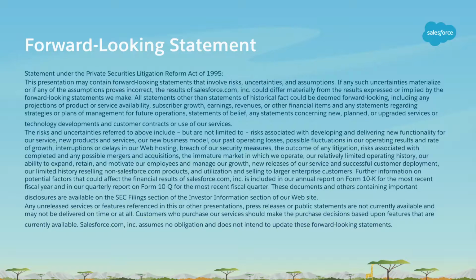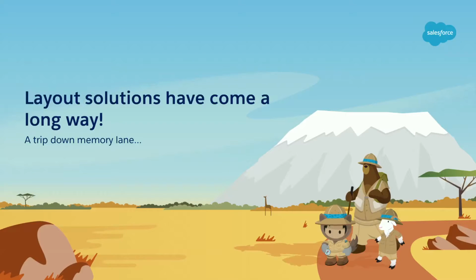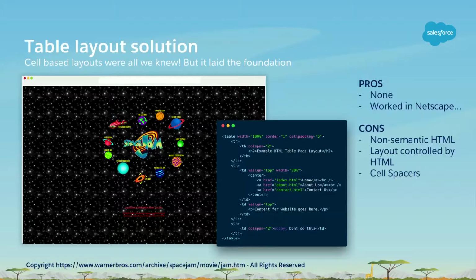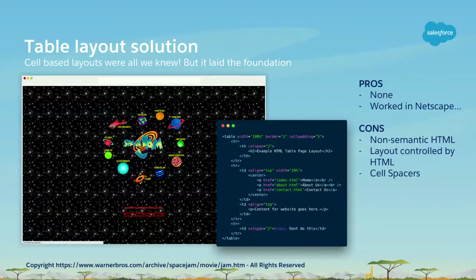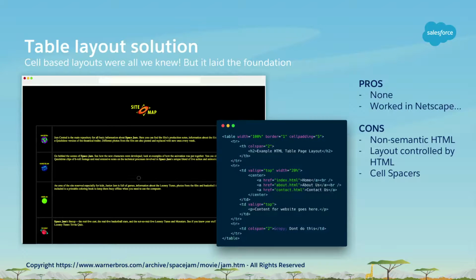So grids, layout in particular, has come a long way. So I just want to go through some of that history and take a moment and see where we've come from. It really started with table solutions, our first attempt at forcing layout into some of our app and web design.